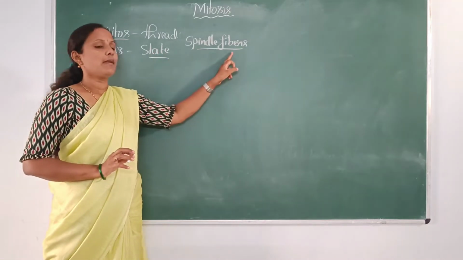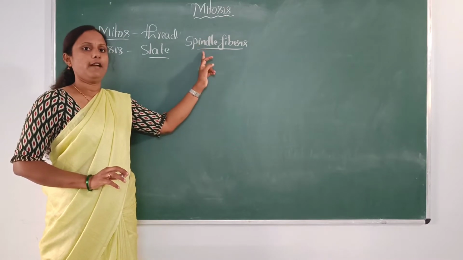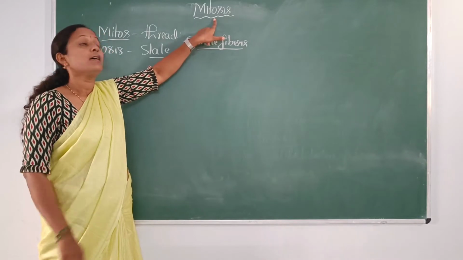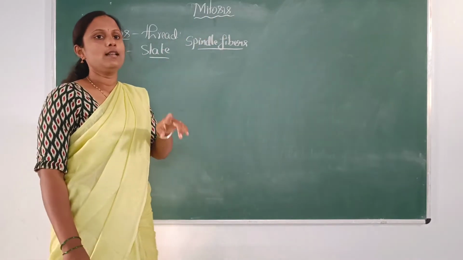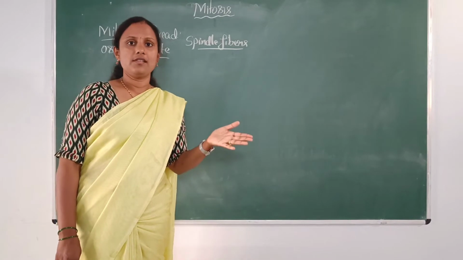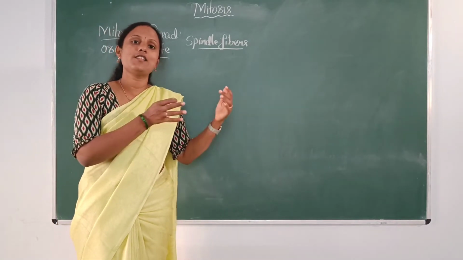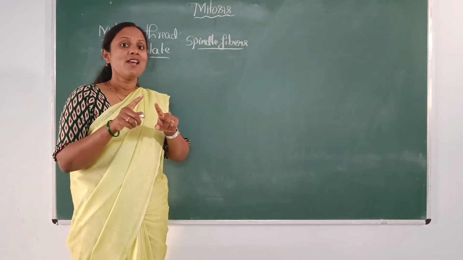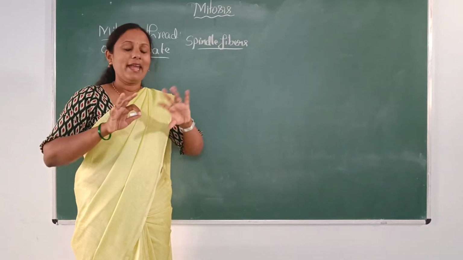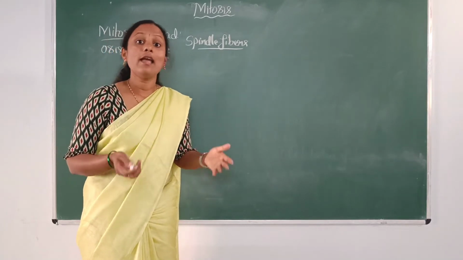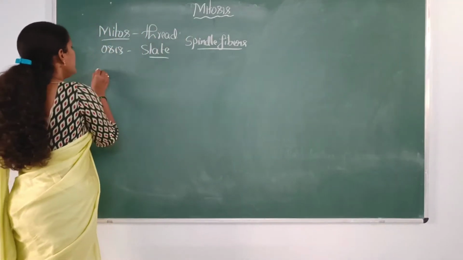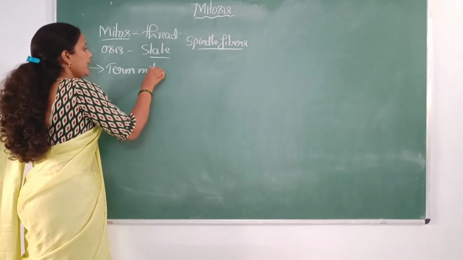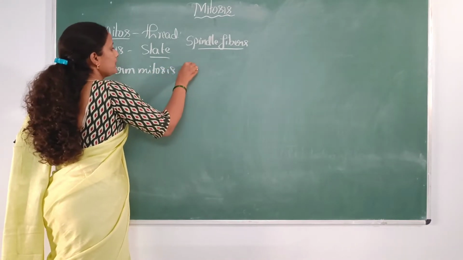So, since there is a formation of thread-like structures called spindle fibers, the type of division is referred to as mitosis. If you recall that in amitosis, there is no formation of such thread-like structures. Hence, it is called amitosis. That means thread-like structures are absent. And the term mitosis was coined by Fleming.